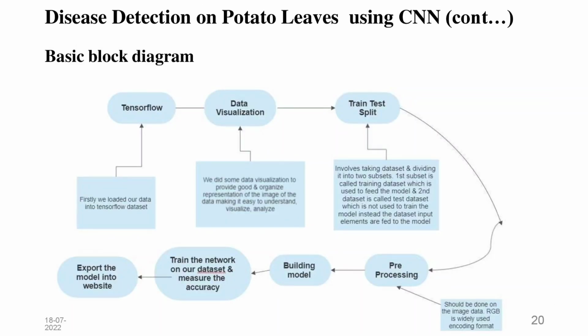So this is the basic block diagram of our disease detection process. First of all, we have loaded our data into a TensorFlow dataset. After that, we have done data visualization followed by train test split. After that, we have done pre-processing followed by model building. At last, we have trained a network and measured the accuracy. If the accuracy looks okay, then we export the model into the website.